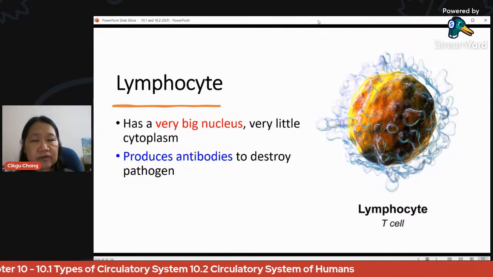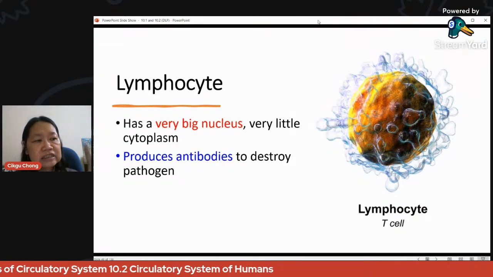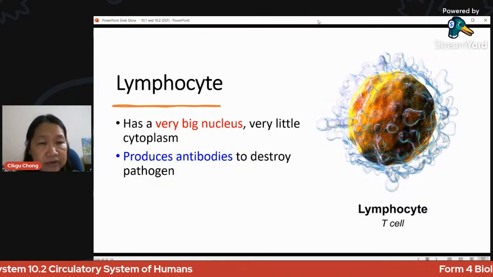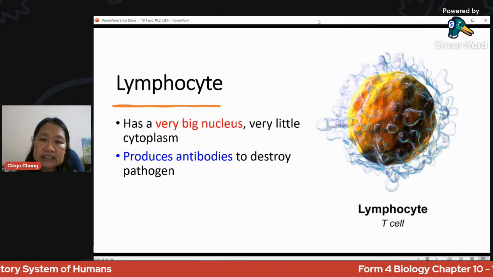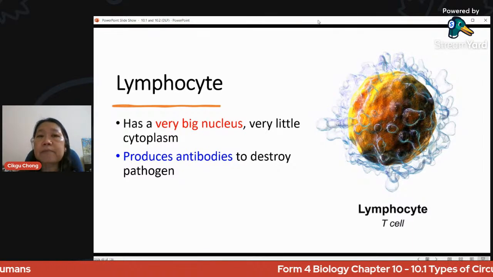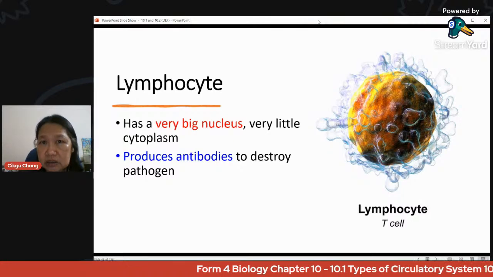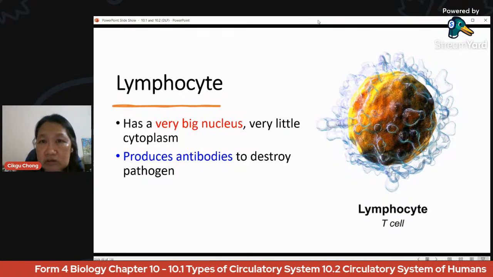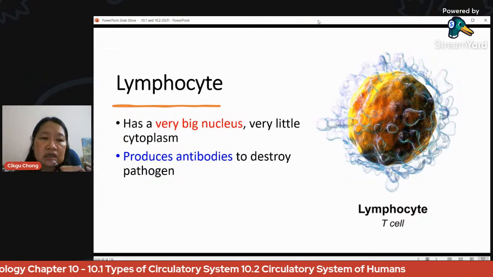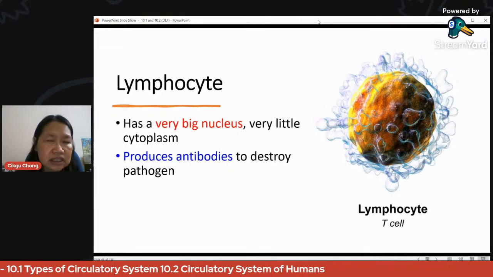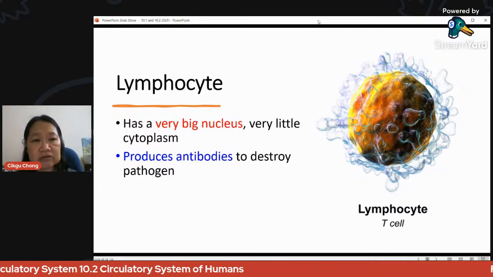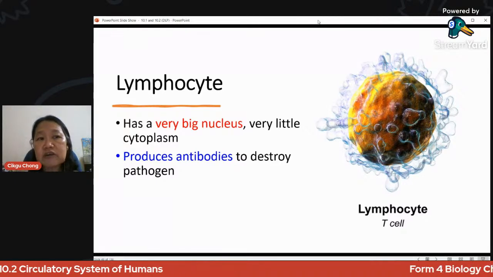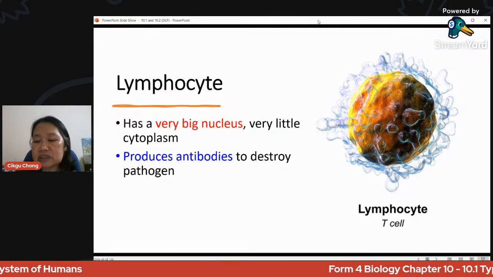There are different ways of killing bacteria. One is the neutrophil eating up the bacteria. This one produces a substance called antibody, which will bind to the pathogen, right, and will immobilize it and make it not toxic, so this bacteria or this toxin will not be harmful to your body cells. So this is the function of lymphocyte, to produce the antibody.